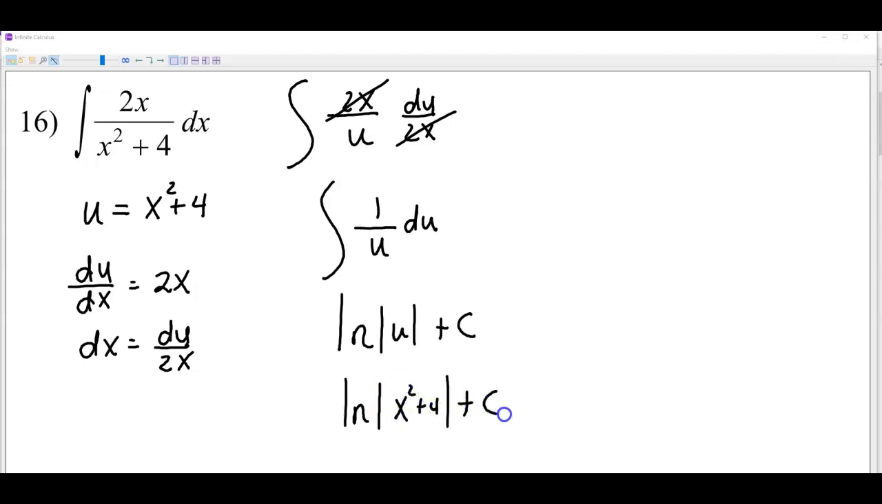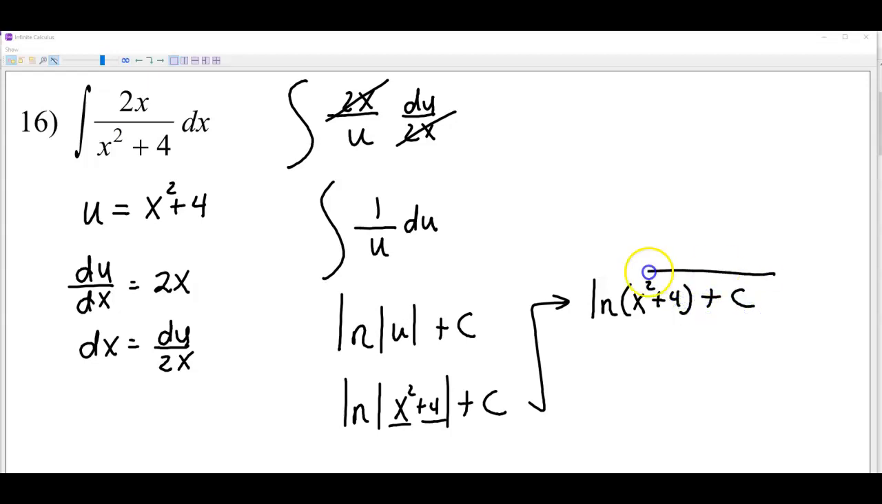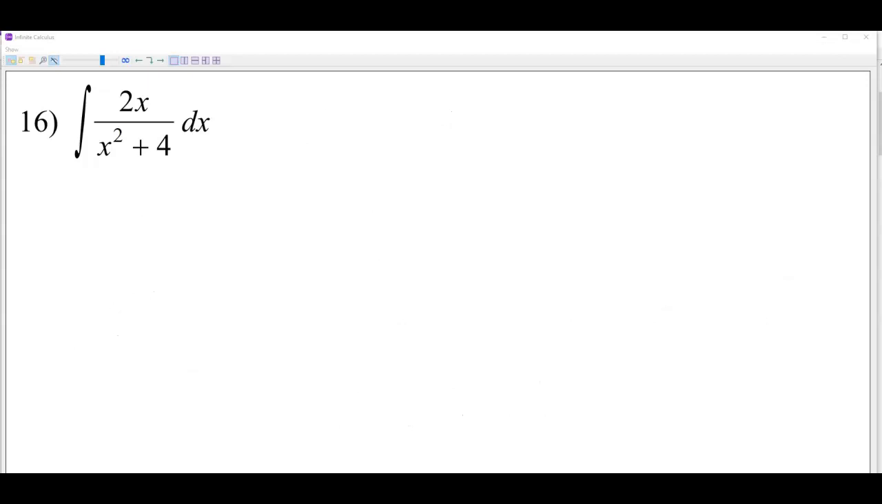Now, we don't really need the absolute value bars on this because that's always going to be positive, and I'm adding a positive to it. So since that expression is positive no matter what, this is a better way to write the answer, but technically either one is right. Okay, so number 16 is an ln problem. Let's go ahead and take a look at number 18.